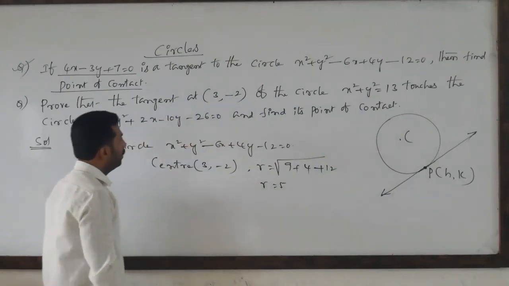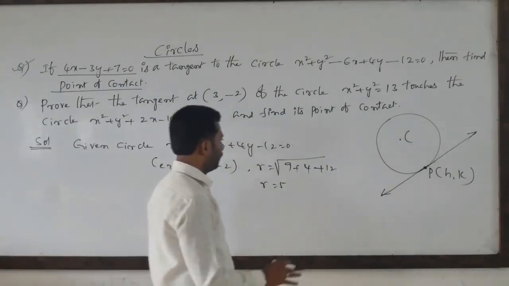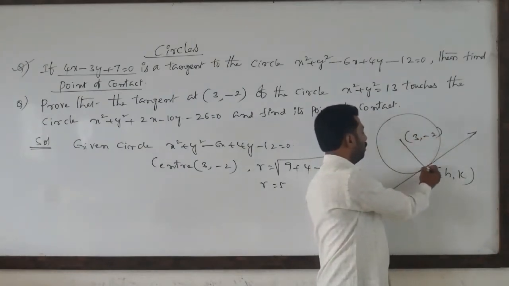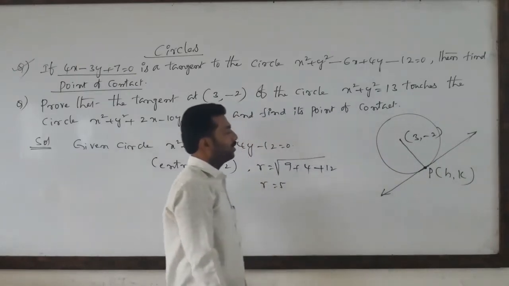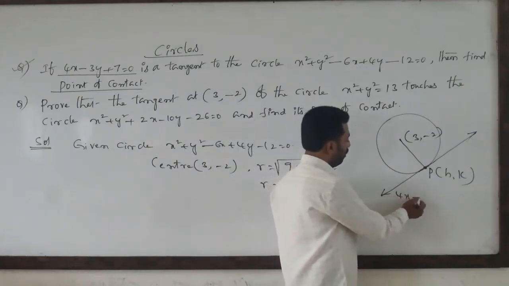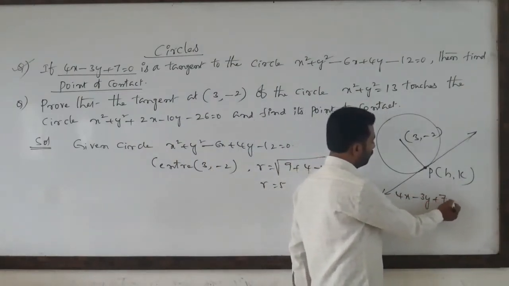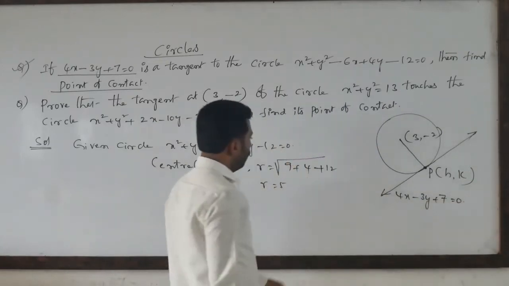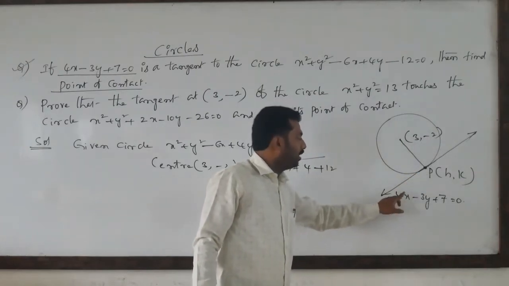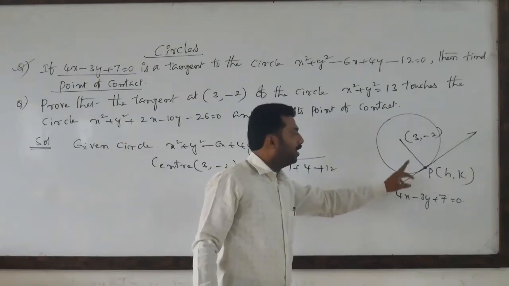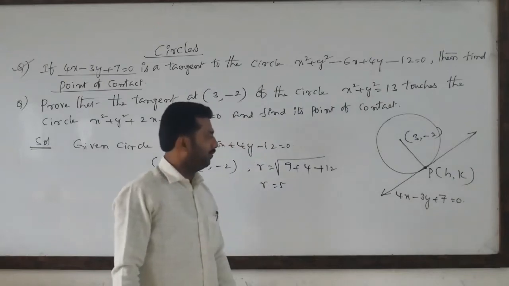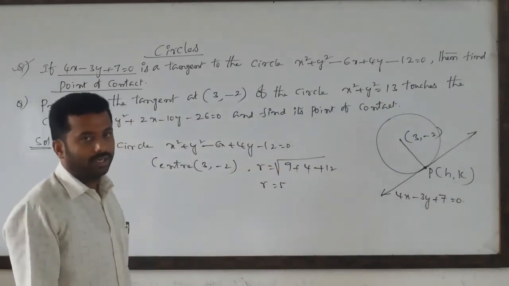Radius is 5. Now they are asking the point of contact. See here, the center is 3 comma minus 2, and the point of contact is h comma k. What is the given tangent? 4x minus 3y plus 7 equal to 0. So this is the tangent, this is the center, and the point of contact is the point that lies on the line as well as the circle. From the entrance point of view, there are 4 options; if you verify them, you will get the answer easily.